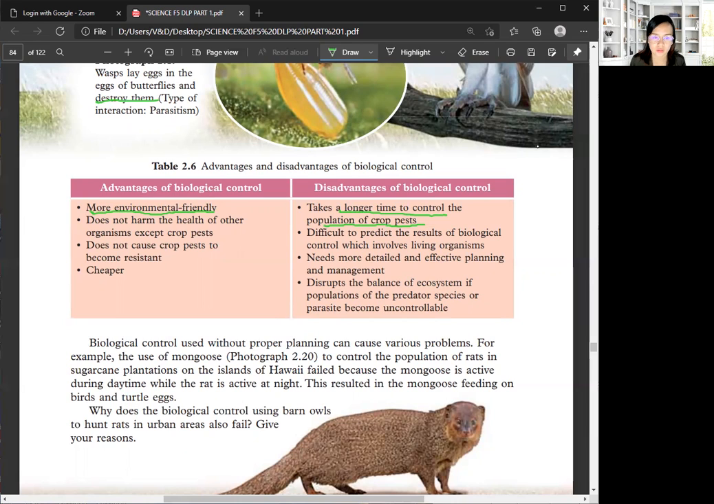Next one. It is difficult to predict the results of biological control which involves living organisms. Susah juga menjangka, susah meramalkan haiwan yang terlibat di dalam biological control ini. The next one. It needs more detailed and effective planning and management. It can also disrupt the balance of the ecosystem if the population of the predator species or parasite becomes uncontrollable. So these are the advantages and disadvantages of biological control.